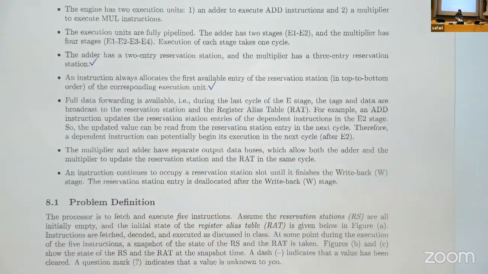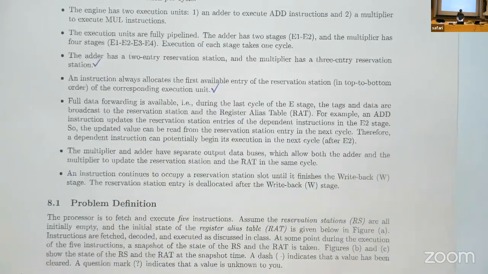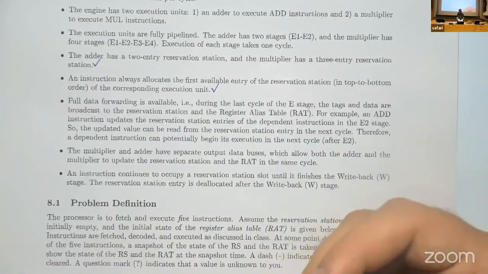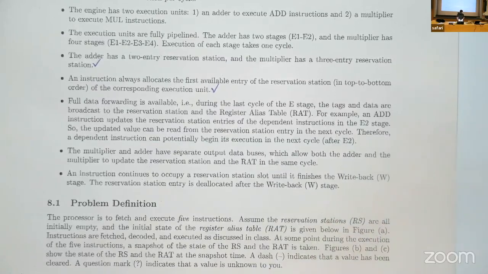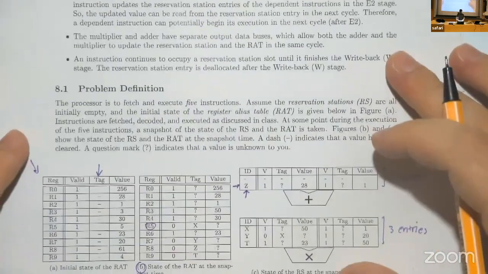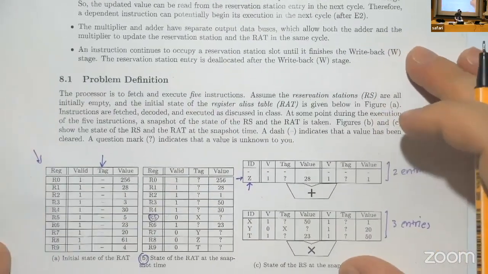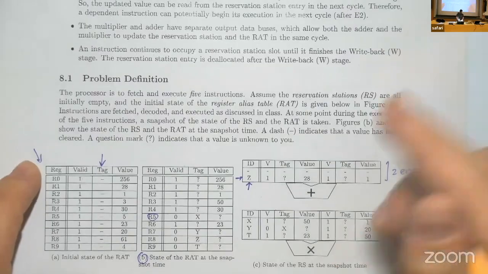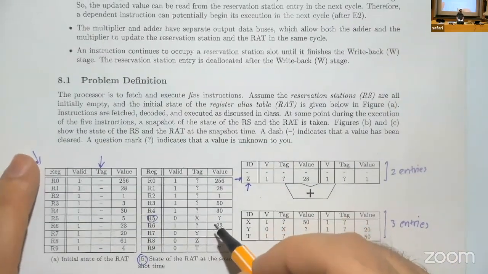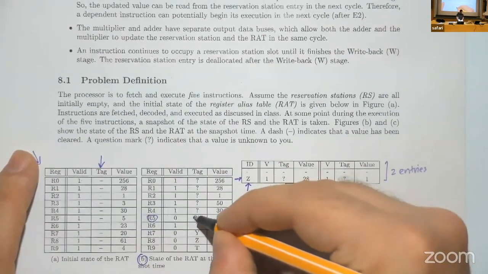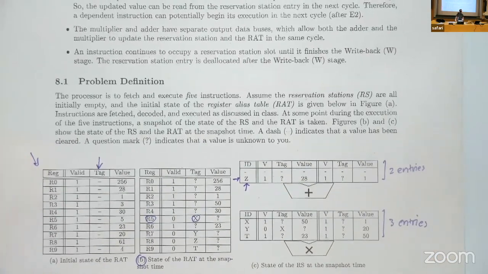So as you can see in figure B, here some registers have some tags. For example, register R5 depends on the tag X. So the tag X is basically the tag that says, okay, whenever we compute the tag X, we will be able to populate R5 again and know its current value.